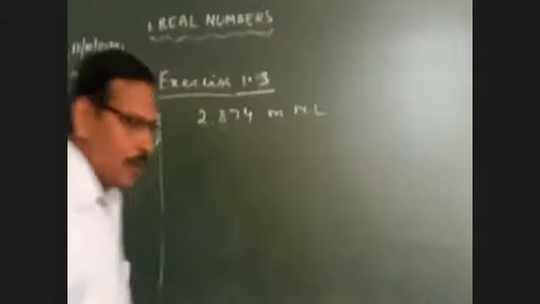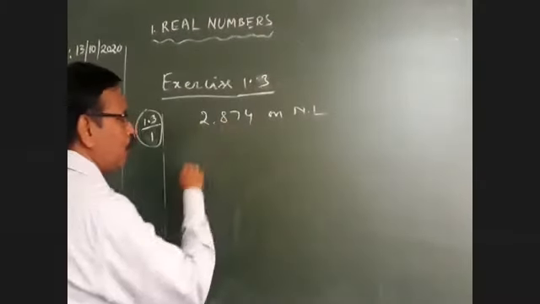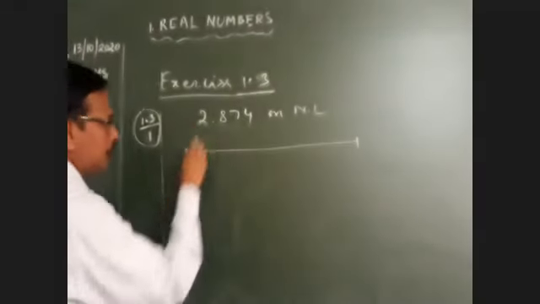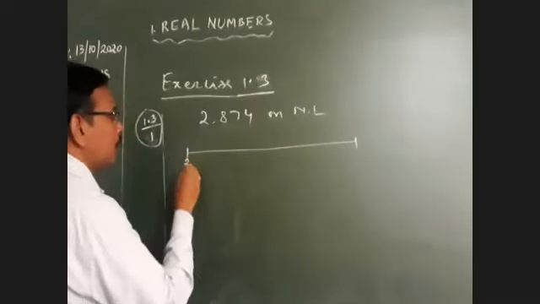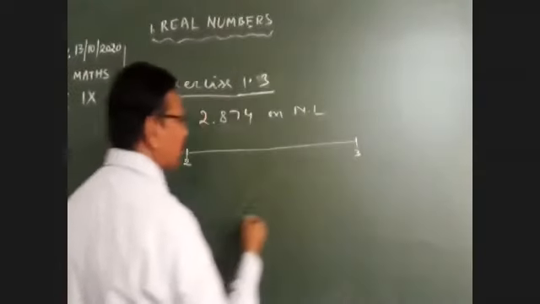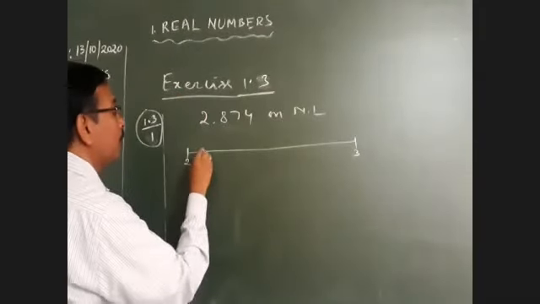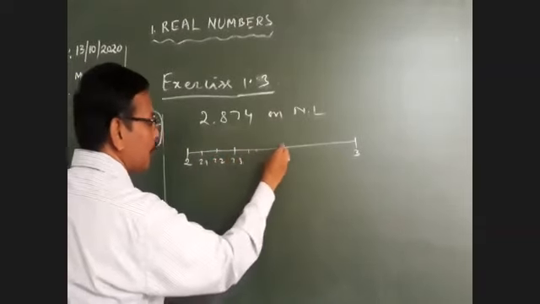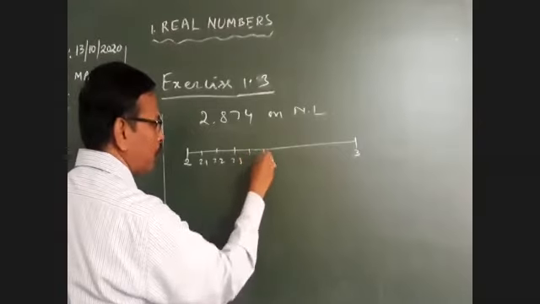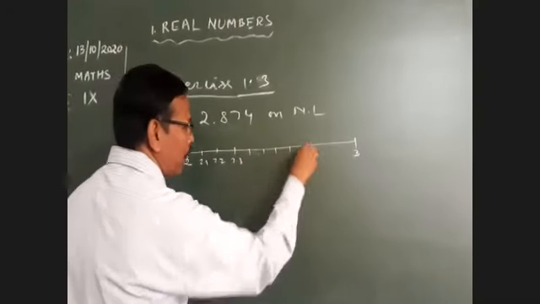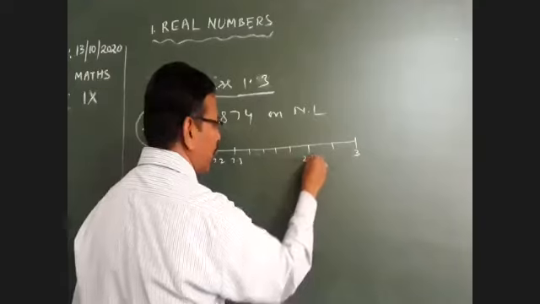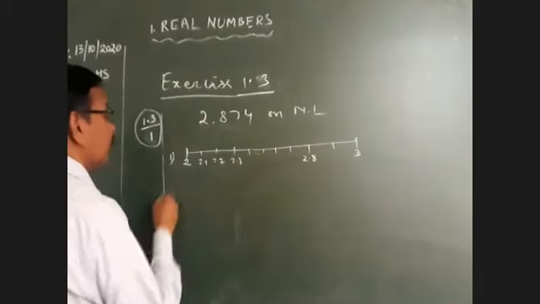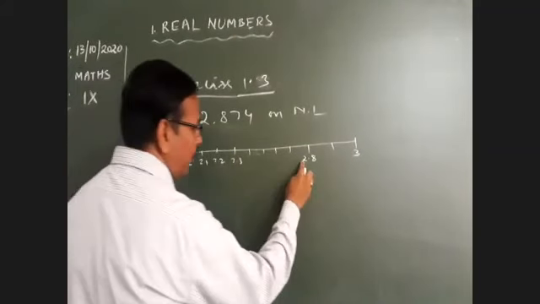So the first one: 2.8 lies between 2 and 3. If you take the number line here, 2.8 is between 2 and 3. Where will 2.8 come? 2.1, 2.2, 2.3, goes on like that: 2.4, 2.5, 2.6, 2.7, 2.8, 2.9. So 2.8 will come here. This is 2.8, the first step.